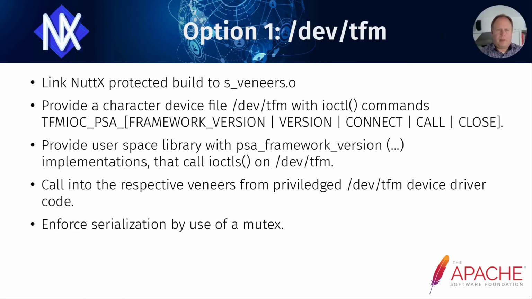The first option is to link the veneers object into the NuttX protected mode kernel build and to provide a character device, /dev/tfm, with 5 IO control commands that call the corresponding secure function entry points in the veneers object. A static library meant to be linked to the user space code provides the corresponding 5 C functions, which will issue respective IO control commands on the /dev/tfm device. The /dev/tfm device driver enforces serialization by use of a mutex. That means only a single NuttX task can call the secure processing environment at a time. This is relatively simple to implement, and this is what I have currently implemented in my setup.